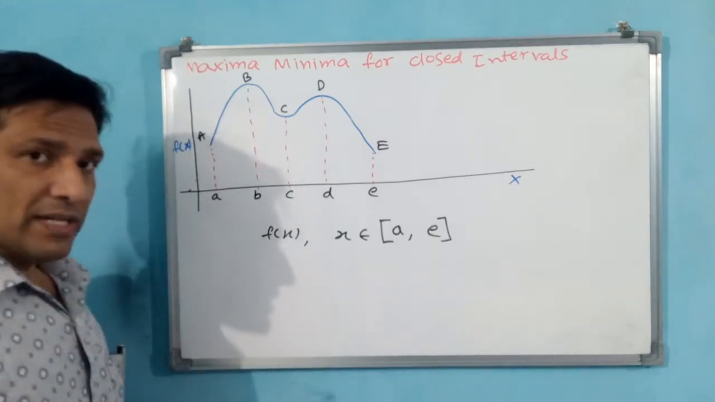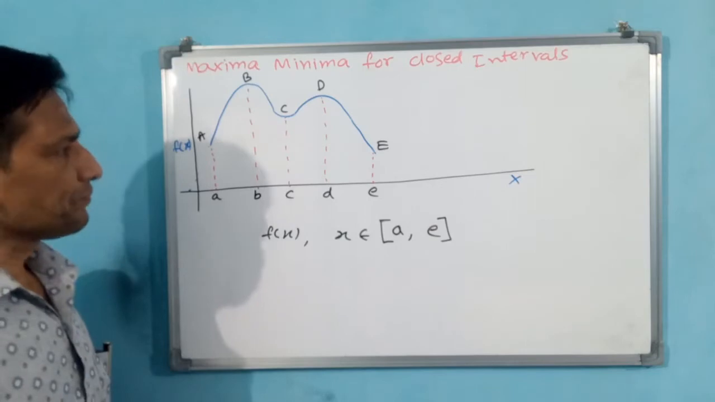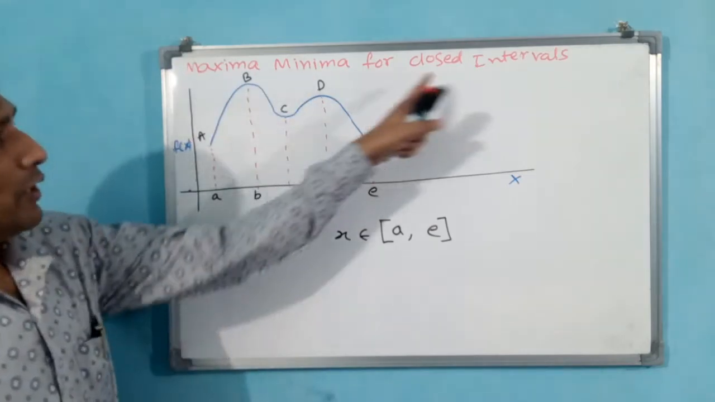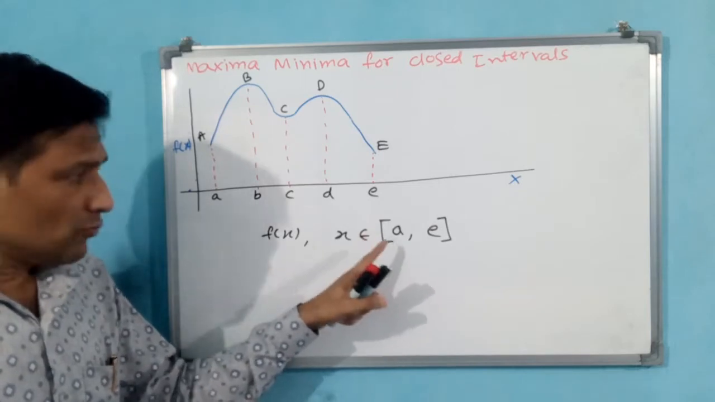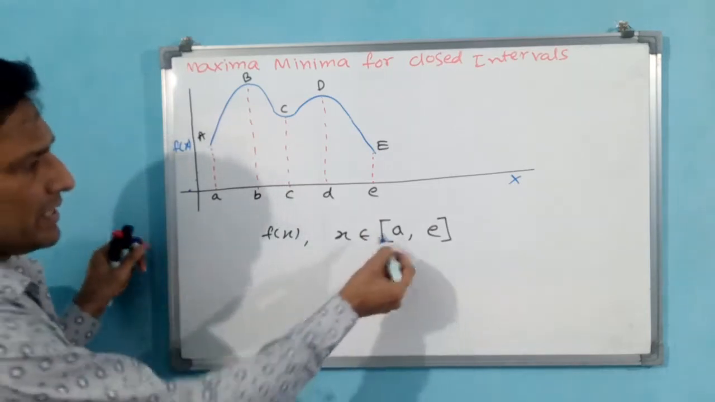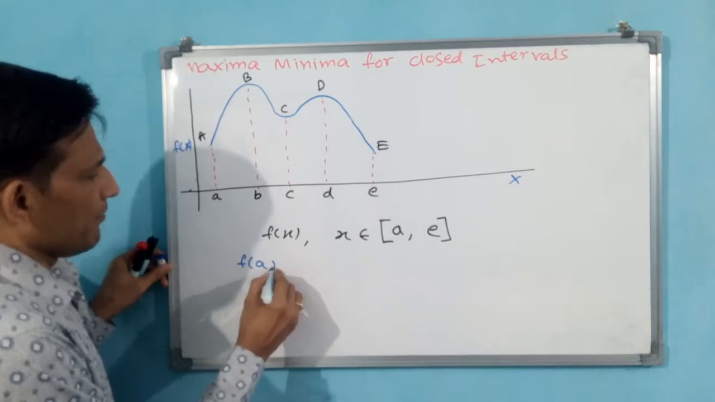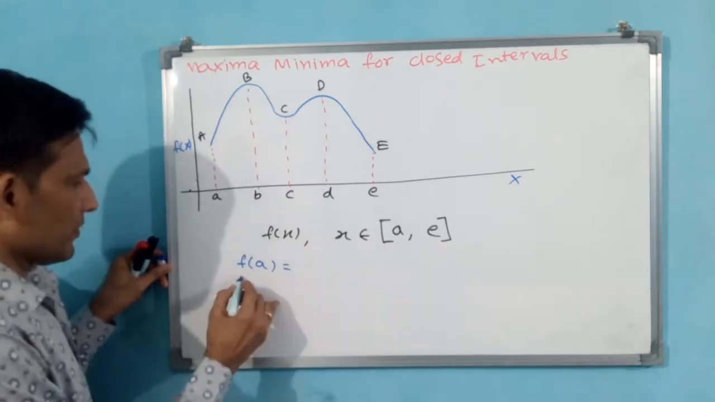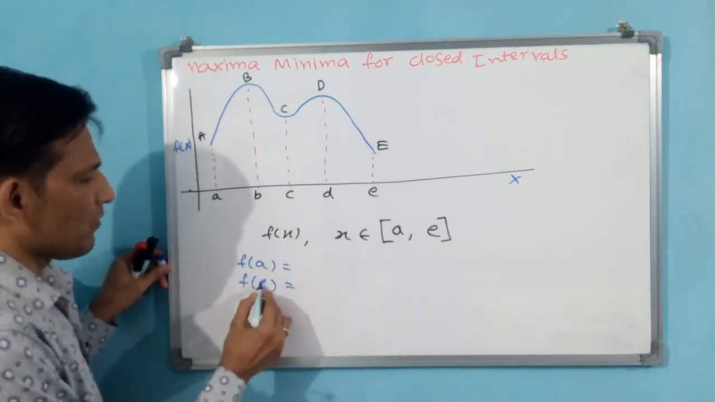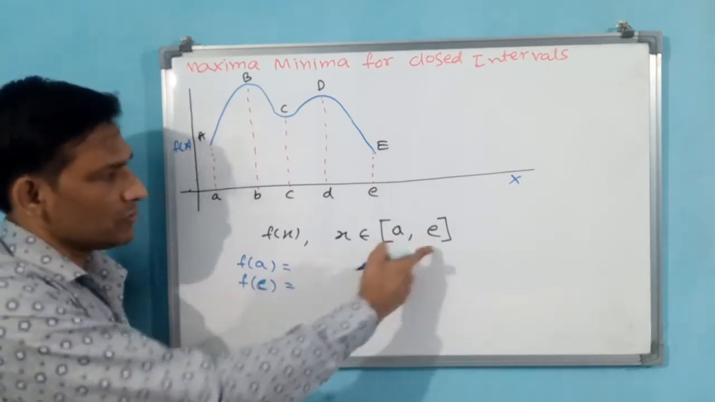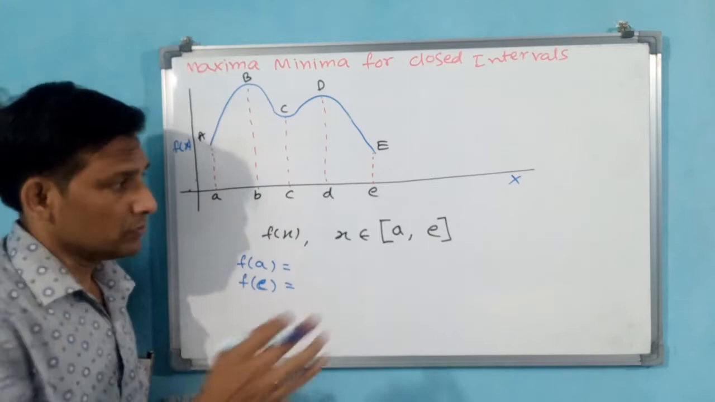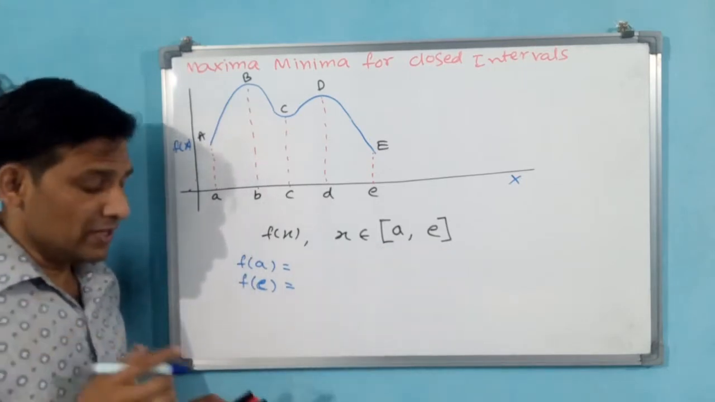You see here what we have to observe. If it is a closed interval, anyway you have to find the values at the closed interval. You see what I am writing here. f of a you have to find. f of e also you have to find. Okay. See, one function is there. You have to substitute a also. You have to substitute e also. Closed interval.